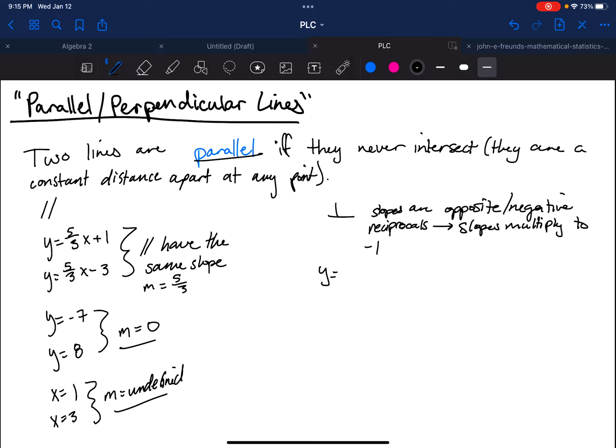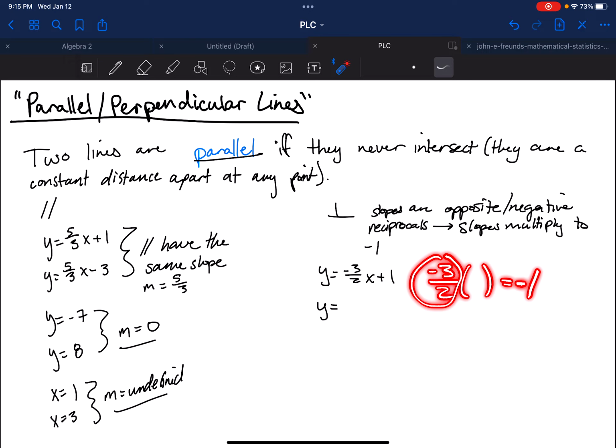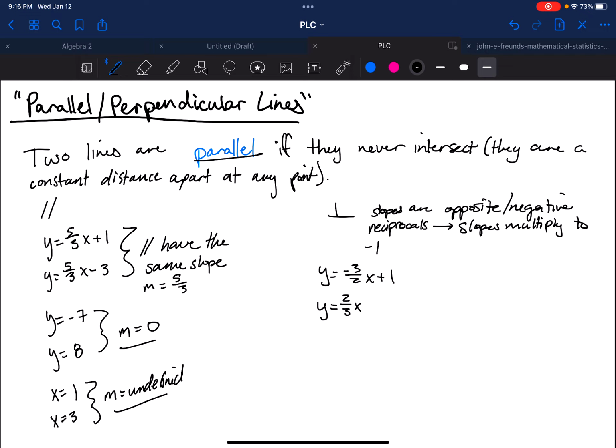y equals -3/2 x plus 1. So then its perpendicular line needs to be, so we have -3/2 times something equals -1. Well, to get that something, I'm going to take and divide by the opposite, or multiply by the opposite, divide by this, which means what I want is a positive 2/3 x plus anything. It doesn't matter. You can add whatever you want here. Like I just like +2.